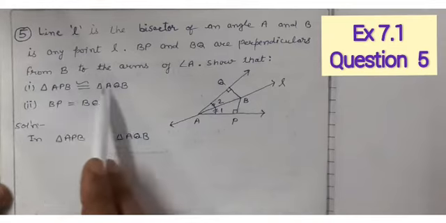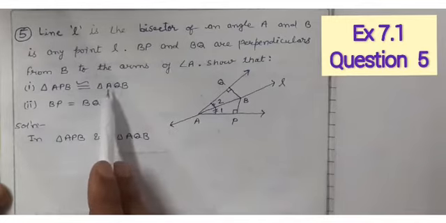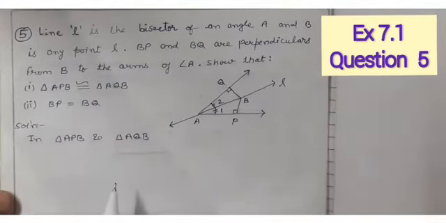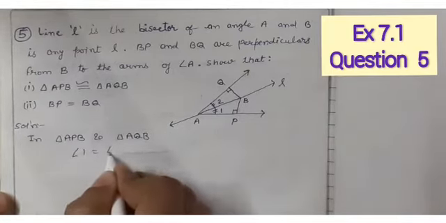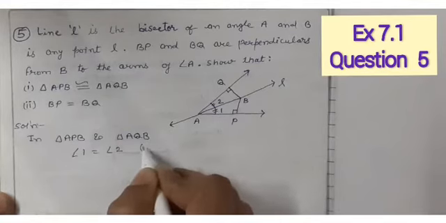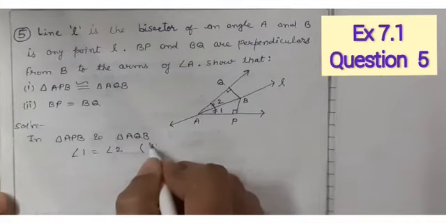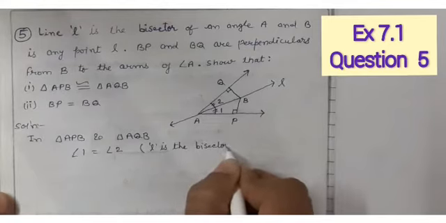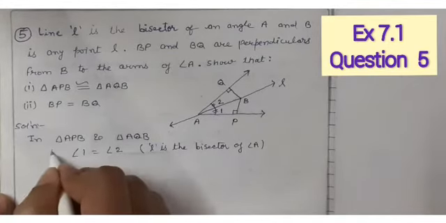So what to do? I have to show these two triangles congruent. What is the name of it? Triangle APB is congruent to triangle AQB. Here I have written APB and AQB. First thing, angle 1 is equal to angle 2. And what is the reason? Reason is L is the bisector of angle A. That is why angle 1 is equal to angle 2. So I am writing here A.